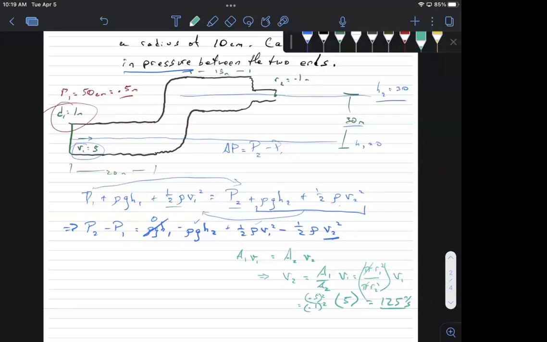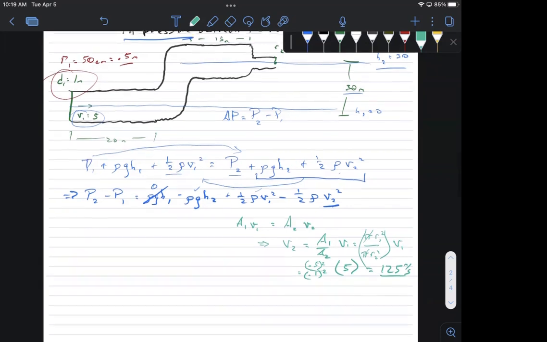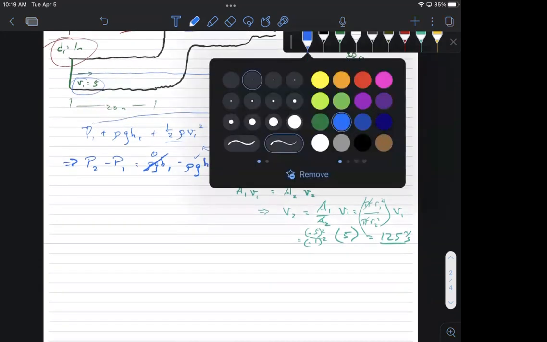In this case, the pipe constricted, and so I expect the new speed to be bigger than the old speed. And that's exactly what I get. The old speed was 5, the new speed is 125. It definitely sped up because I constricted the pipe. So perfect, there we go. Now I know V2. So now I know all the numbers that I need to plug into this equation, and so I can actually work out the problem.